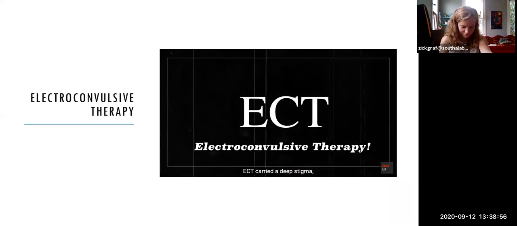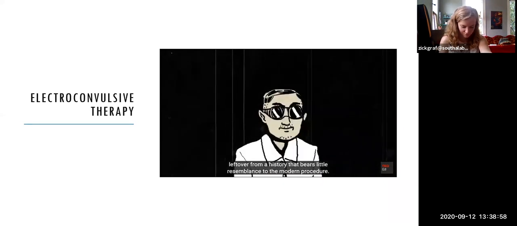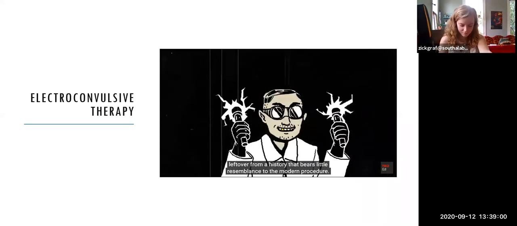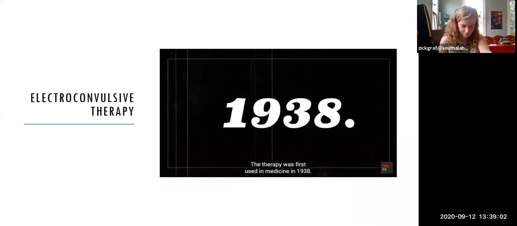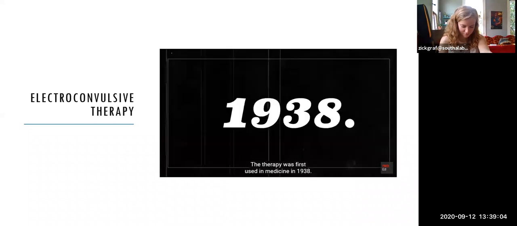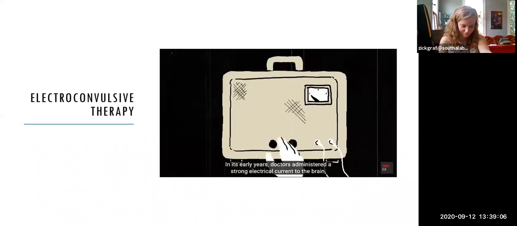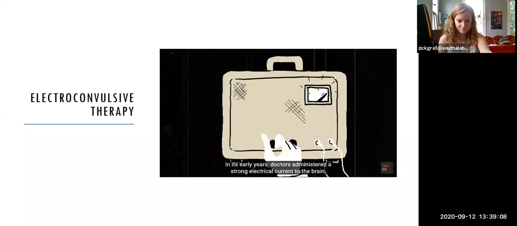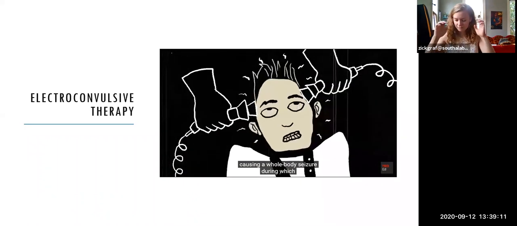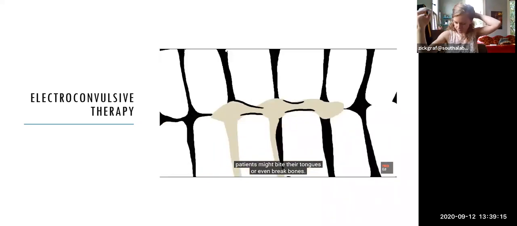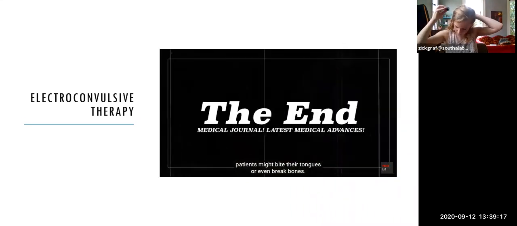ECT carried a deep stigma, left over from a history that bears little resemblance to the modern procedure. The therapy was first used in medicine in 1938. In its early years, doctors administered a strong electrical current to the brain, causing a whole body seizure, during which patients might bite their tongues or even break bones.